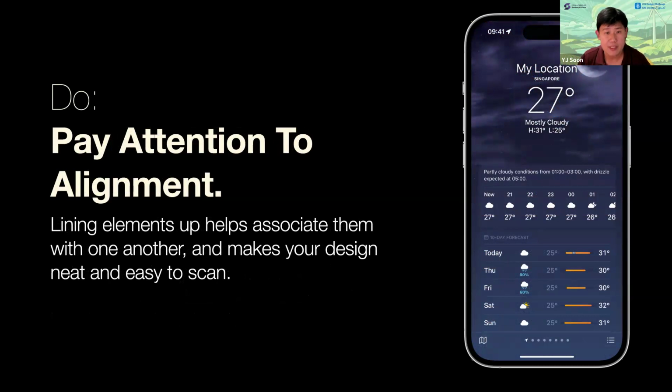So this is the weather app. This is the weather in Singapore. Weather in Singapore is pretty much like this, somewhere between 27 to 35 degrees Celsius. And you can see in the forecast, it's all nicely aligned. Each of the cloud icons is aligned. Each of the days, from today to the next few days, is aligned. Each of the temperature icons is aligned.